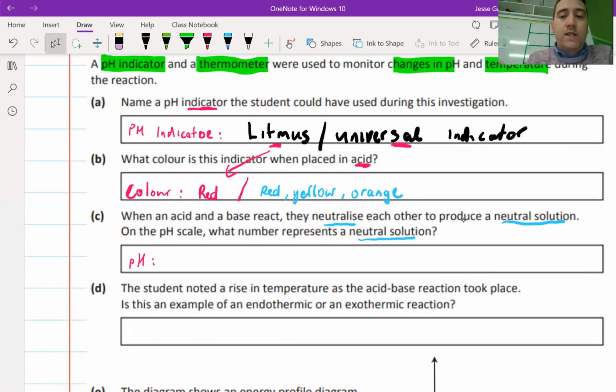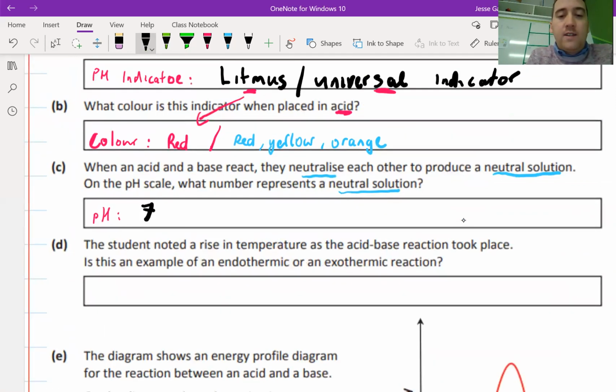Okay, so what number represents a neutral solution? Well, we've just gone through the scale again. pH 7 are neutral solutions. The student noted a rise in temperature. So the temperature went up on the thermometer as the acid-base reaction took place. Is this an example of an endothermic reaction or an exothermic reaction? So pause the video and write down the answer now.